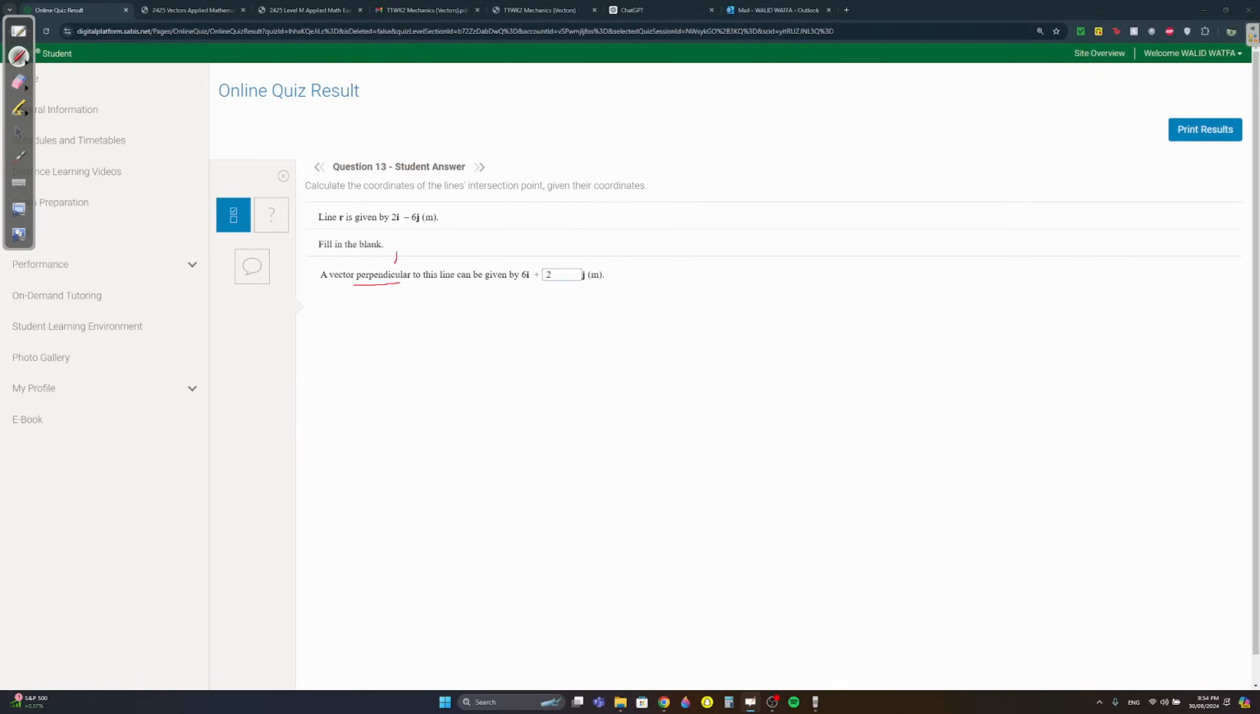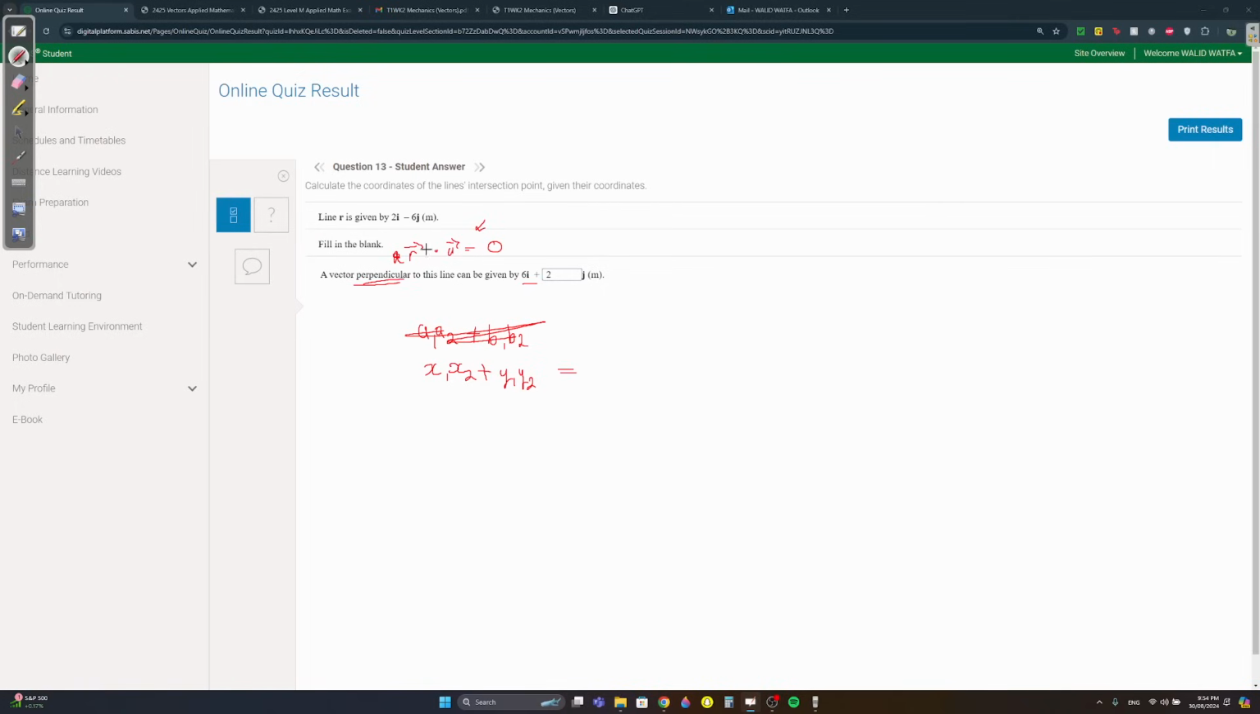Remember, when you see perpendicular, that means when you multiply this vector r by the other vector, say u, you get 0. What is the rule for multiplication? a1 times a2 plus b1 times b2, right? Or you could say x1 times x2 plus y1 times y2. They gave us the x component for the second line. All we need to find is the y component. So let's substitute. We know that it's supposed to be equal to 0 because it's perpendicular.